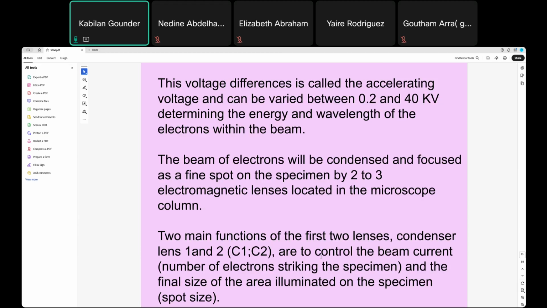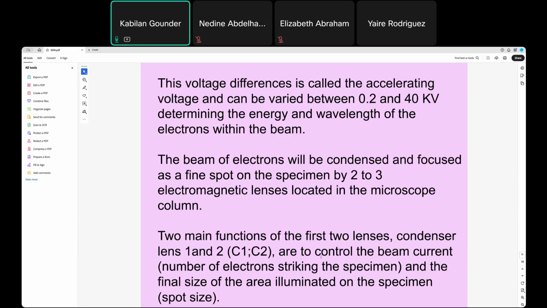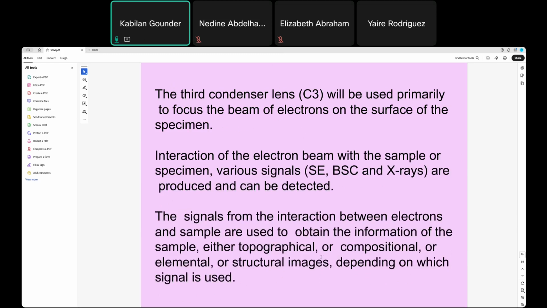When you increase the spot size, the electrons are dispersed, so you get more area to visualize. But when you reduce the spot size, it narrows down the electrons, so more electrons strike a small area, which increases the brightness and contrast and gives you a more detailed structure compared to when the spot size is increased. The third condenser lens is used primarily to focus the beam of electrons on the surface of the specimen.